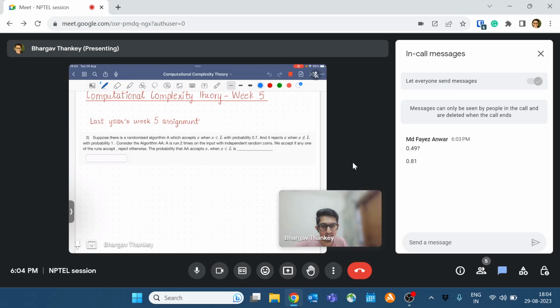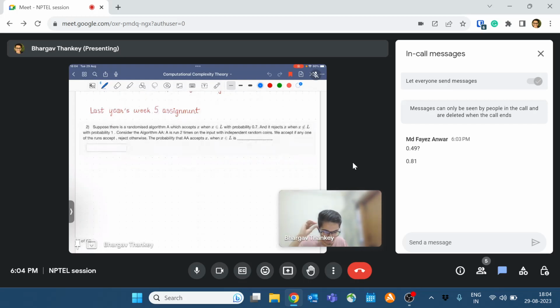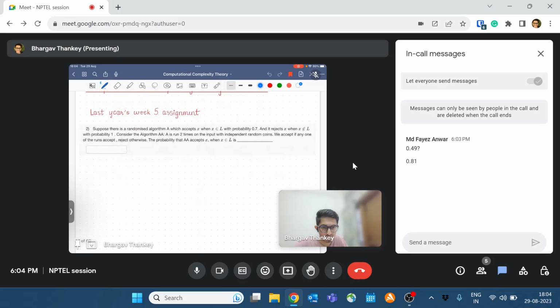First I thought that the probability of acceptance would be simply multiplied with itself, but we have to look at the probability by which it would not be accepted. With probability 0.3, if X belongs to L, it would not be accepted. And if we run twice, with probability 0.09, just squaring it, it would not be accepted if X still belongs in L. So 1 minus 0.09, which is 0.91. Sorry, I typed it wrong, but I had that in mind. Okay, so that's one way to do that.